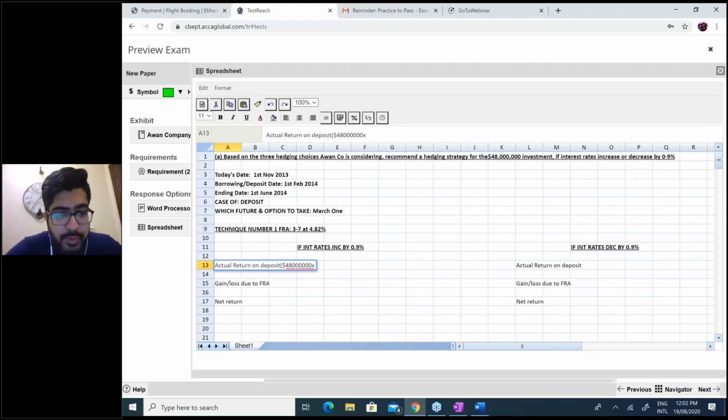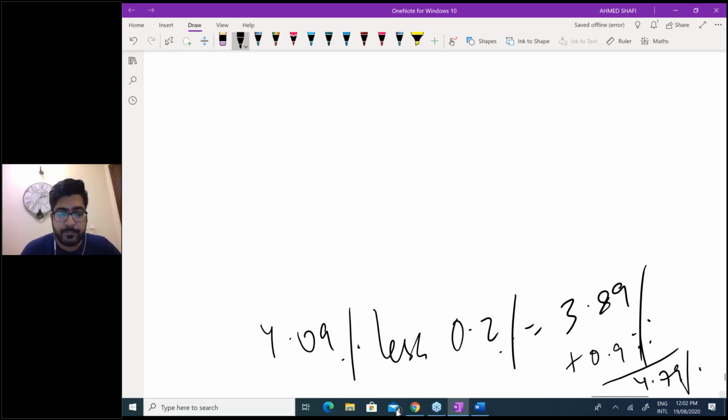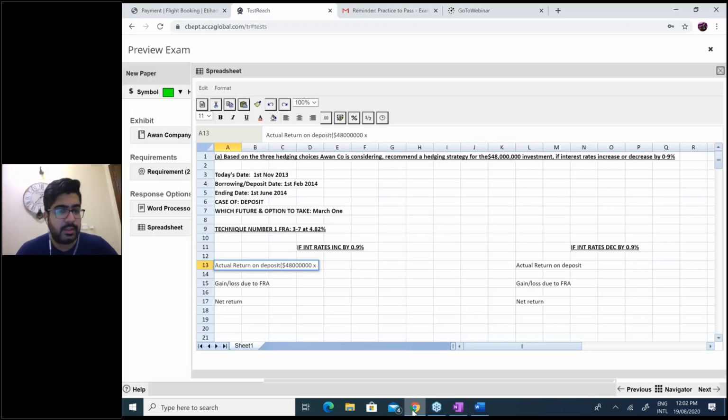Actual term deposit amount is 48 million. The actual rate of interest at which you can deposit is 3.89%. But pay attention, you are doing the case if interest rate increased by 0.9. If interest rates increase by 0.9%, your deposit rate would be 4.79%.